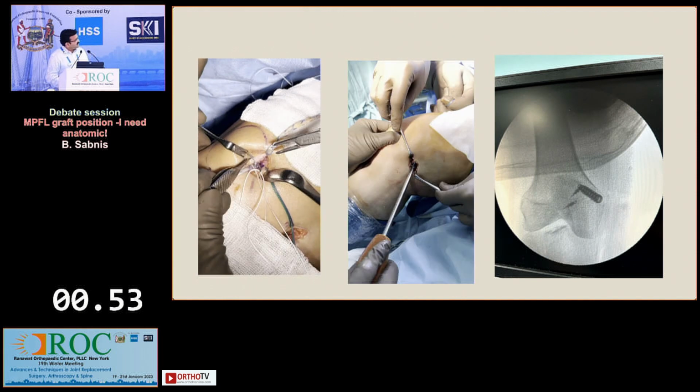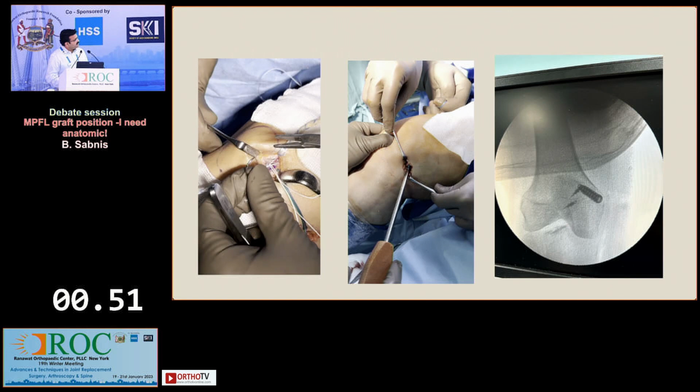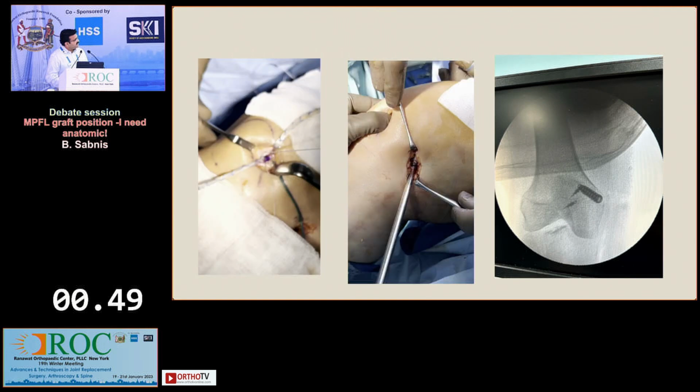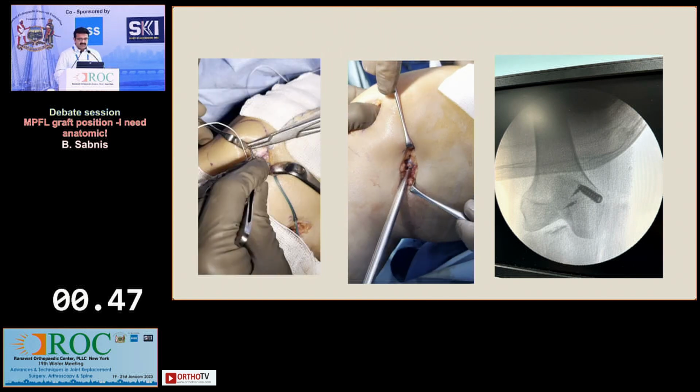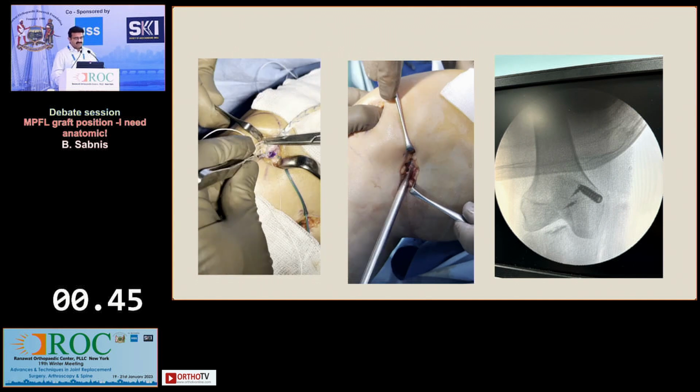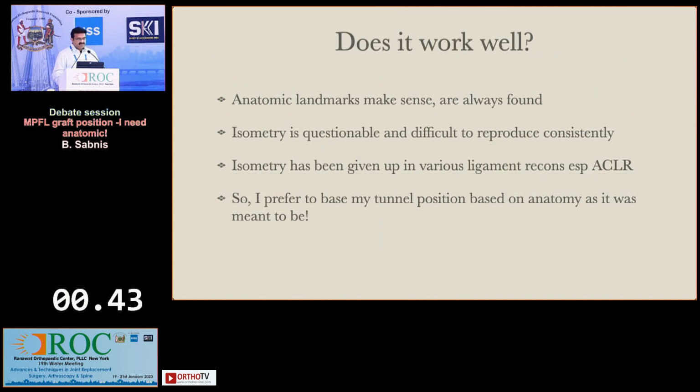Now I agree that these anchors look a bit more distal, but if you look at the entry point of these anchors, this is above the equator. So that's how I would generally do an MPFL reconstruction. So does it work well? I think anatomical landmarks do make sense, and they're always found. Isometry is slightly questionable and is difficult to reproduce consistently.